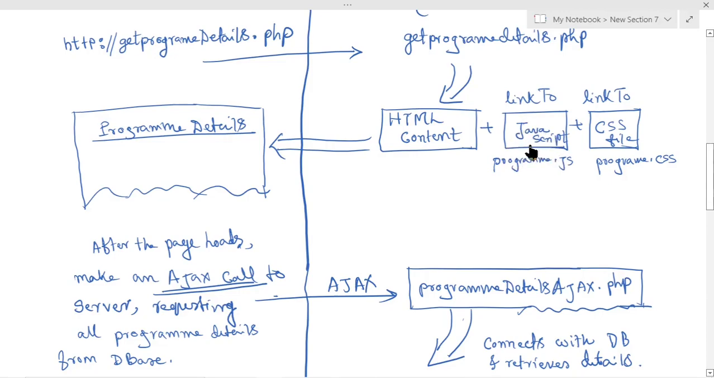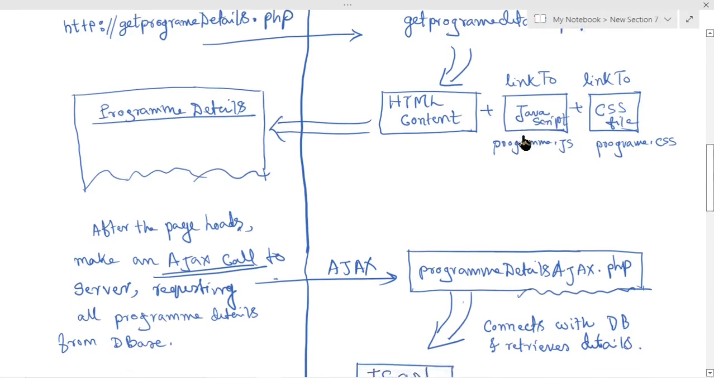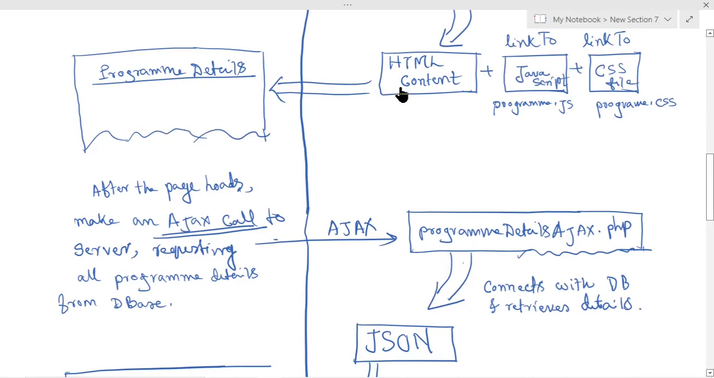Inside this JavaScript file, we'll write the code in such a way that as soon as this page is loaded, this initial HTML content is loaded, automatically a function will be called. And from inside that JavaScript function, we want to make an AJAX call to the server requesting the details of the programs from the database.